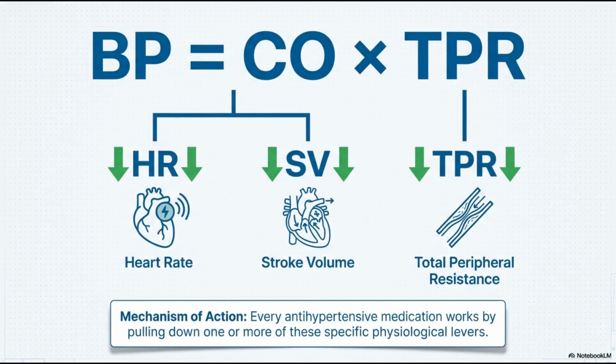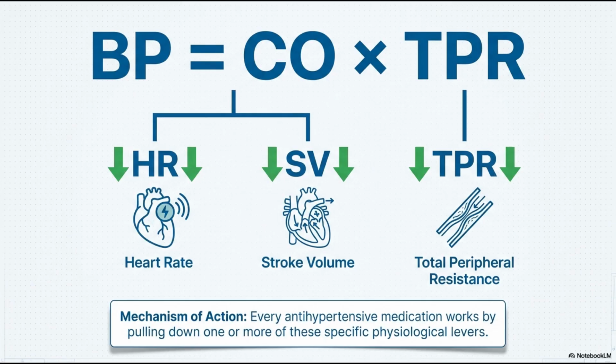Physiologically, blood pressure is the product of cardiac output and total peripheral resistance. Notice the icons for heart rate represented by a pulsing heart, stroke volume shown as blood ejected from the heart, and TPR depicted as a narrowed blood vessel. Every antihypertensive drug we discuss today works by pulling one or more of these physiological levers.